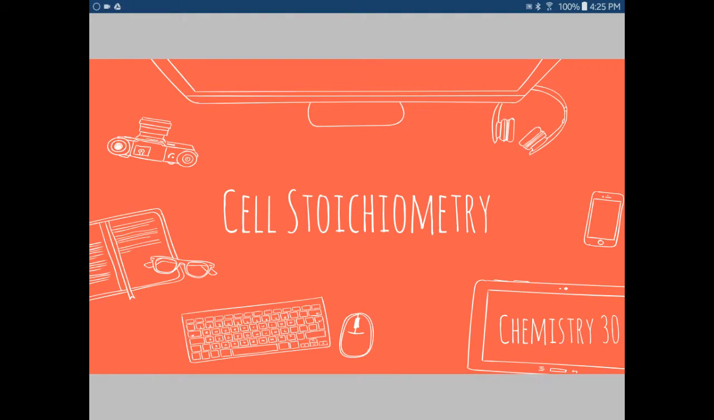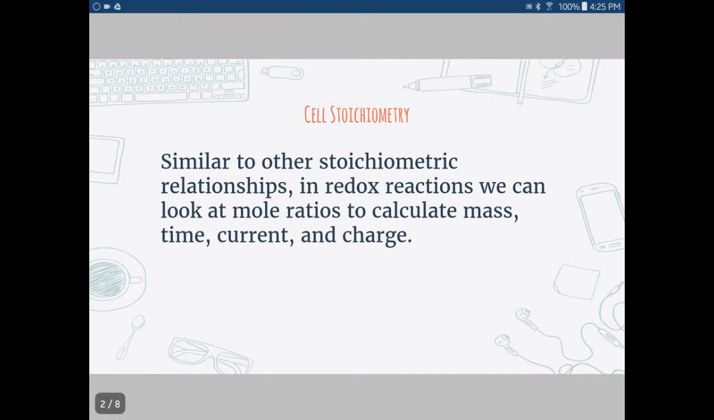Okay, we are going to take a look at cell stoichiometry. Similar to other stoichiometric relationships, we need a mole ratio. We need that from either our half reactions or a net reaction, depending on what we're solving for. And in our redox reactions, we can solve using our mole ratios to calculate mass, time, current, and/or charge.